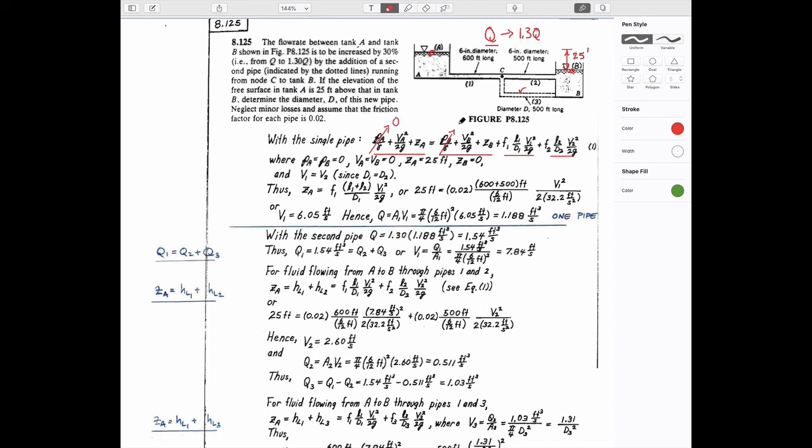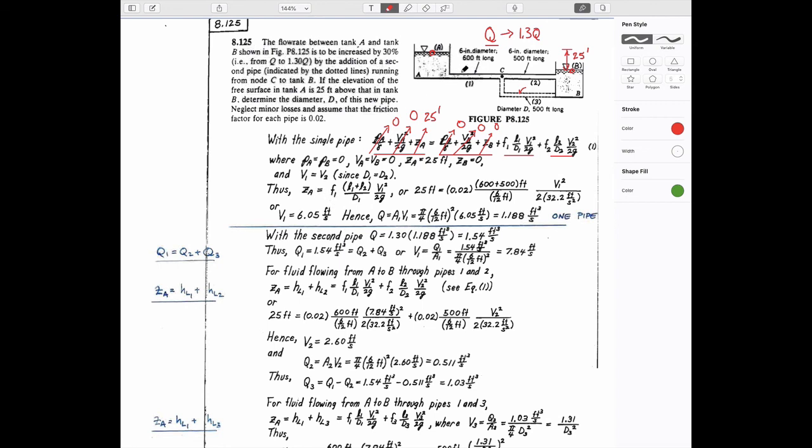We know that the pressures are zero. We know that the elevations, this is going to be 25 feet, and this is going to be zero, if we just take the datum as here. And we know that the velocities are also zero, if they're big tanks. And so all we've got is that 25 feet is equal to the two of these.